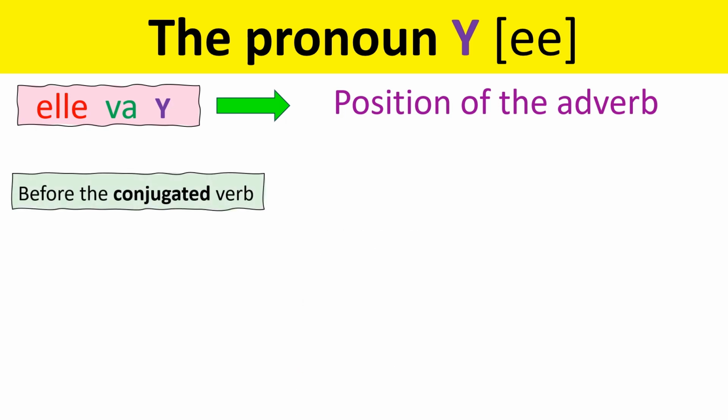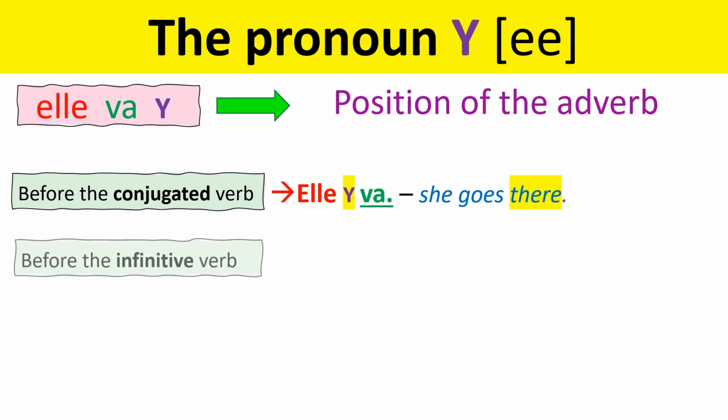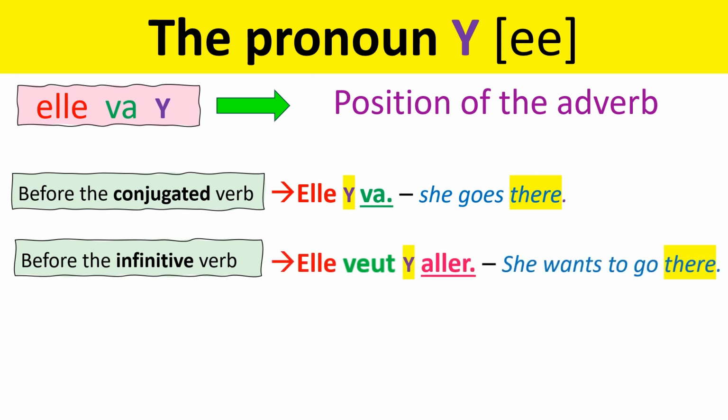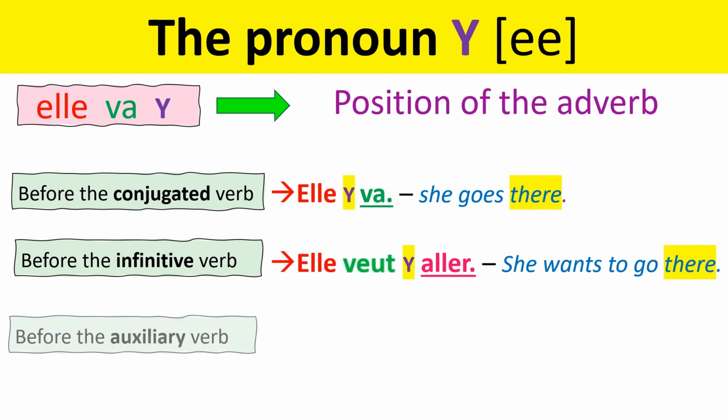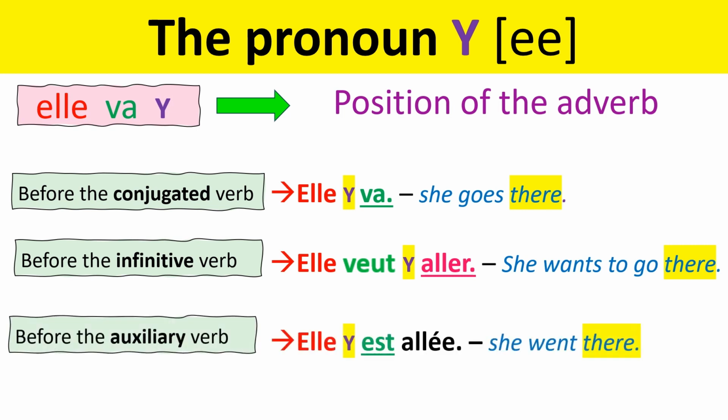And we know that it goes either before the conjugated verb, for example, elle y va, with va being the conjugated verb, underlined. Before the infinitive verb, elle veut y aller, aller is an infinitive, to go. Or before the auxiliary verb, for example, in the perfect tense, elle y est allée, with est being our auxiliary.